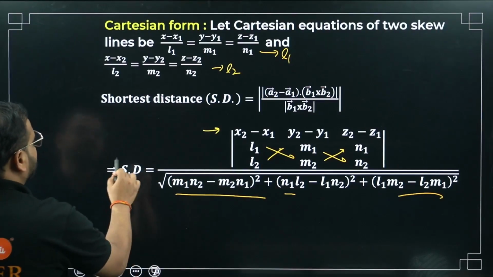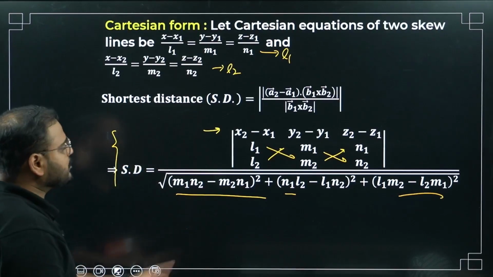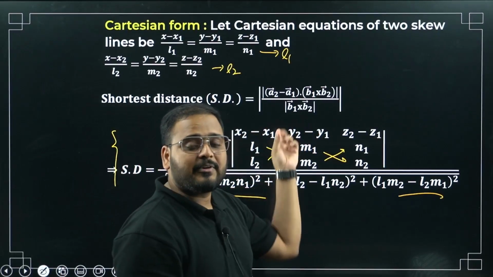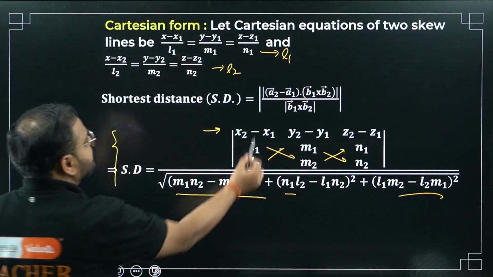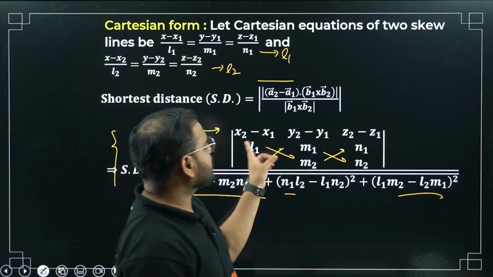Okay, so this is another important formula. We're going to use it in the question. First one only we're going to use, we'll see. What is x2 minus x1? The component difference. In vector form, it is written like this, a2 minus a1. Please check.